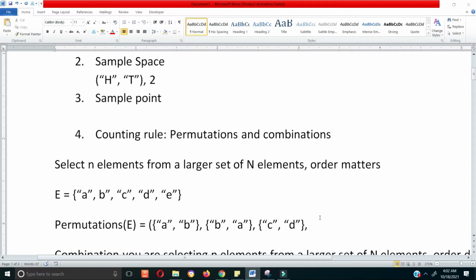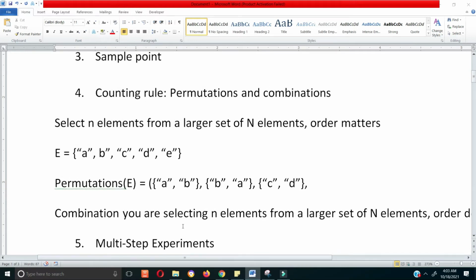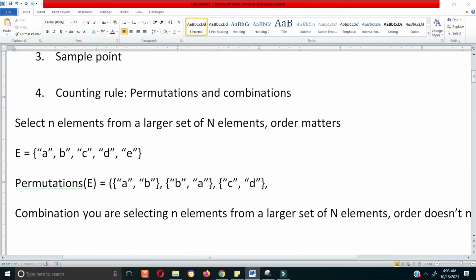But if you go to combinations, this is actually not the case. So for a combination, you have, for instance, A, B as one combination, but you cannot have B, A as a different combination. You cannot have this as a different combination.